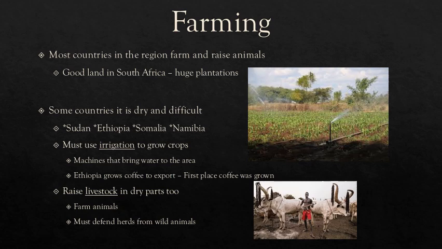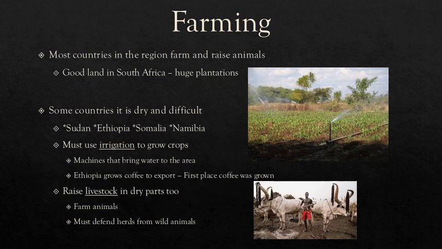But for a lot of the countries, especially in the east, it's really dry, and so it's really difficult to farm. All right, there's not a regular rainfall, so there are times when you get a whole lot of rain, and then there are long stretches of time where you don't get very much at all. And so countries like Sudan and Ethiopia and Somalia and Namibia all struggle for water. Okay, so in order to grow crops, they need to use irrigation. Irrigation is machines that bring water to that area from a river that's close by, from the groundwater, from wherever you can get that water. These machines are necessary in order to grow anything.